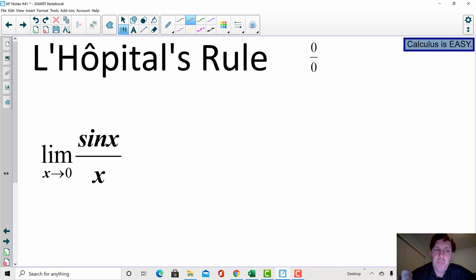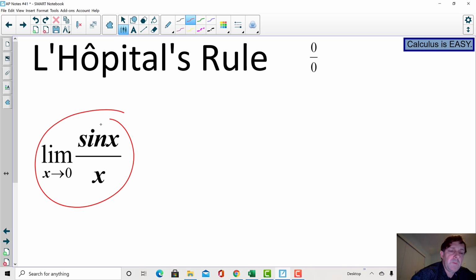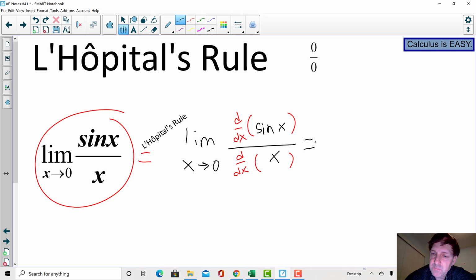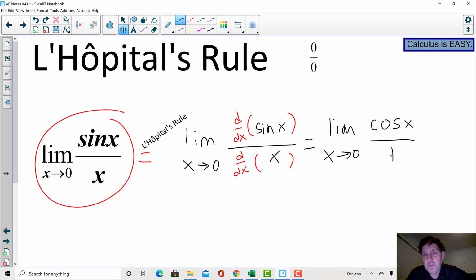Okay, another common type that we see for L'Hopital's rule is going to be 0 over 0. So if you plug in your number and you get 0 over 0, then you can use L'Hopital's rule, which says that this limit is going to equal this limit right here. You'll notice we're doing the derivative separately. And because we're using L'Hopital's rule, we want to write L'Hopital's rule above the equal sign. Now, after doing those derivatives, we get this. And you notice if we just plug in the 0, we're just going to get 1 over 1. Final answer here is 1.